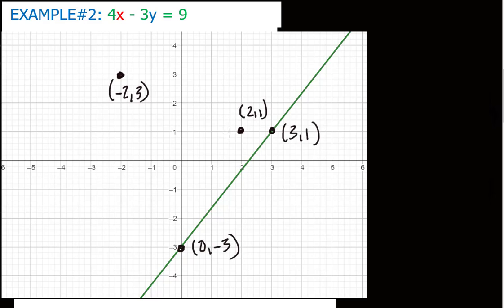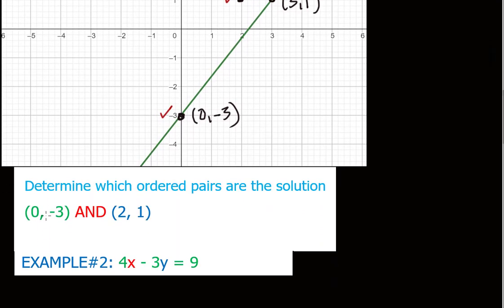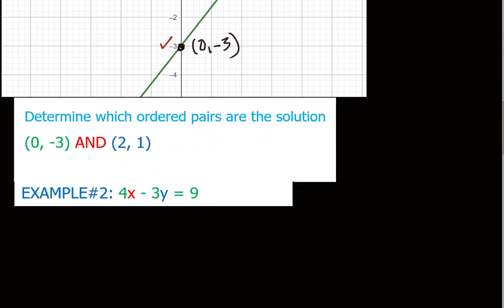So now let's just check these 2 points and see if it's true. We already know that those 2 points, which are (0, -3), is a solution for this equation, whereas (2, 1) is not a solution. But let's check. Those are the 2 points that we're checking. So now let's do direct substitution.